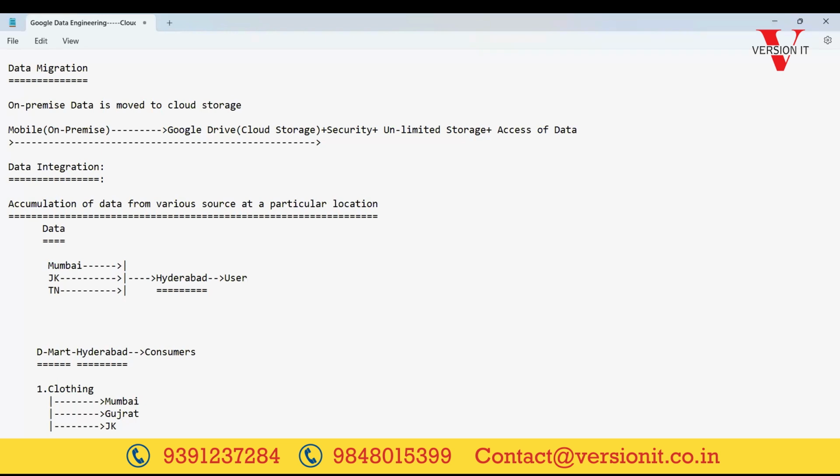You and me are called the users, the users of the data. That's it. So this is called the process of data integration. I hope everyone is clear with data integration.